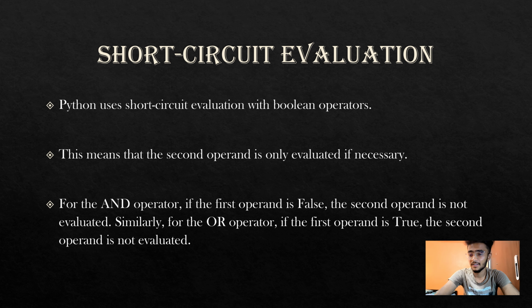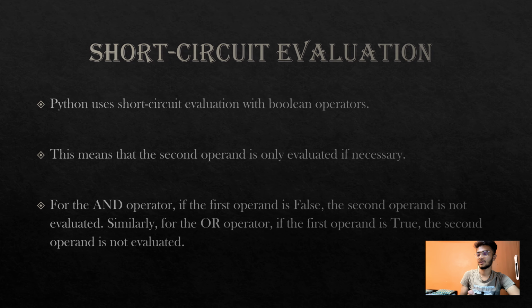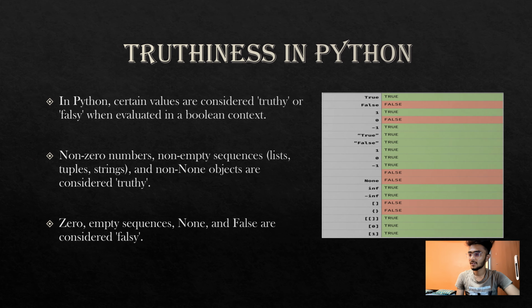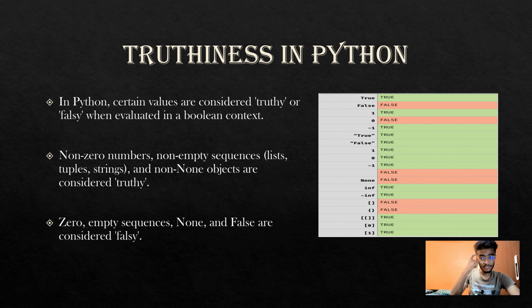For the AND operator, if the first operand is false, the second operand is not evaluated. Similarly, for the OR operator, if the first operand is true, the second operand is not evaluated. You might understand this statement, as I have explained in the previous part of the video. If you did not understand, you can skip back or rewind the video and watch again what is meant by AND and OR. I have explained it very clearly there. So that's all about short circuit evaluation.